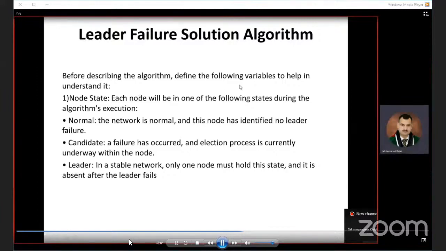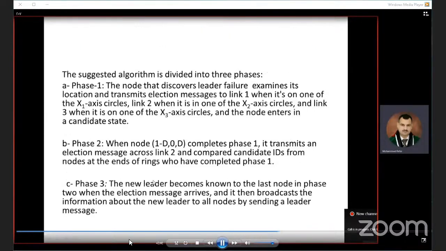Before describing the algorithm, the paper defines the following variables to help in understanding it. We have the node states. The state is either normal: the network is normal and this node has identified no leader failure. Candidate: the node has identified the leader failure and is nominated to be a leader. Failure has occurred and the election process is currently underway within the node. The last state is leader: in a stable network only one node must hold this state, and it is absent after the leader fails.